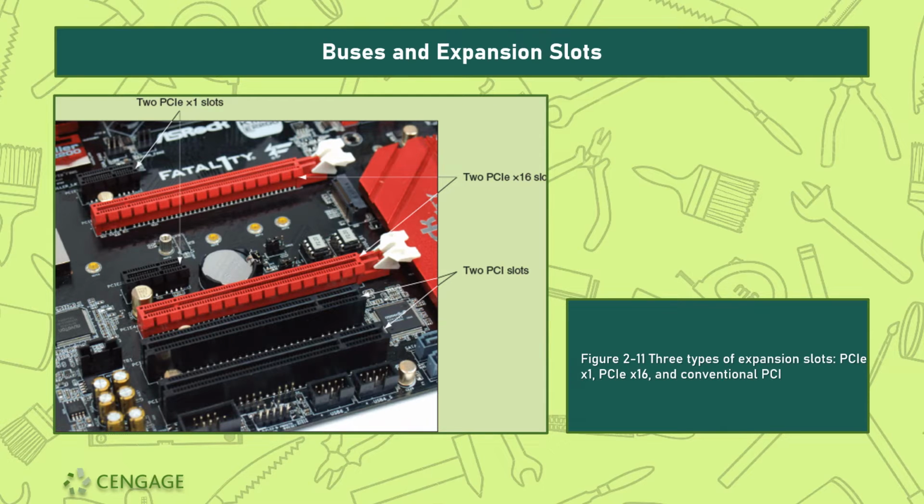So here we can see 3 types of expansion slots together. We can see that there are 2 conventional PCI slots, 2 PCI Express X1s, the really short ones, and then you can see the X16s rendered in red. And you see that they have those little lock tabs at the back. This is a Fatality branded ASRock motherboard, built for gaming most likely.